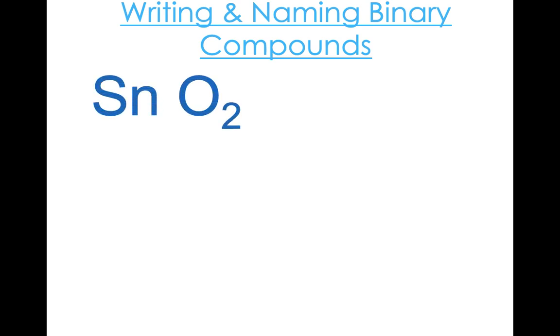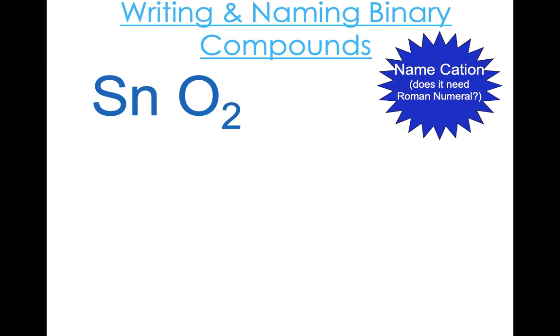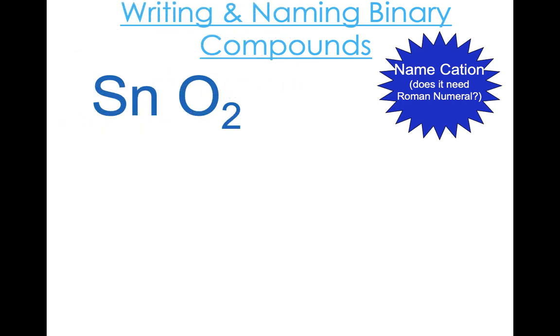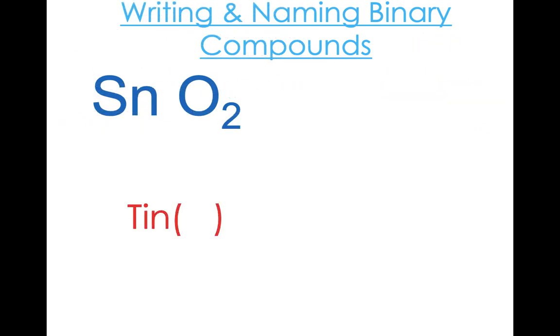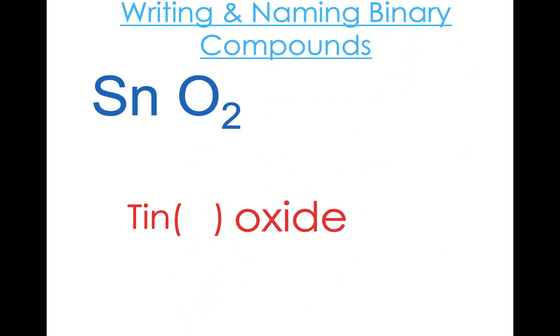The last example for today is SnO2. We just did tin, and we already know it needs a Roman numeral because it is in the lower P block. It's not one of our little losers, and it's not gallium or indium. So absolutely, it deserves a Roman numeral. It has more than one form of its ion. So we need to figure out what that is. And then oxygen, we drop the ending and add the "ide," and that's going to be an oxide.